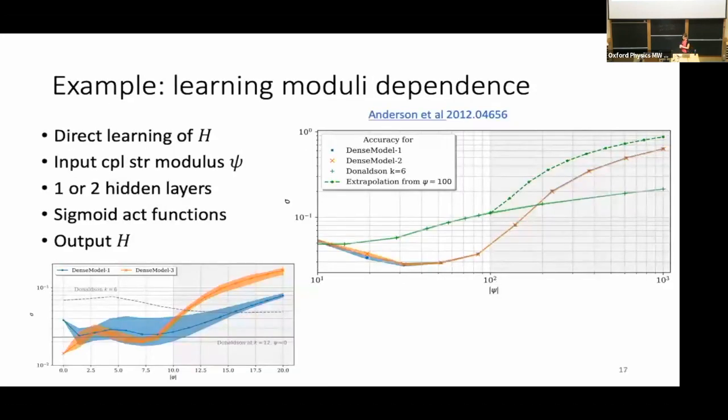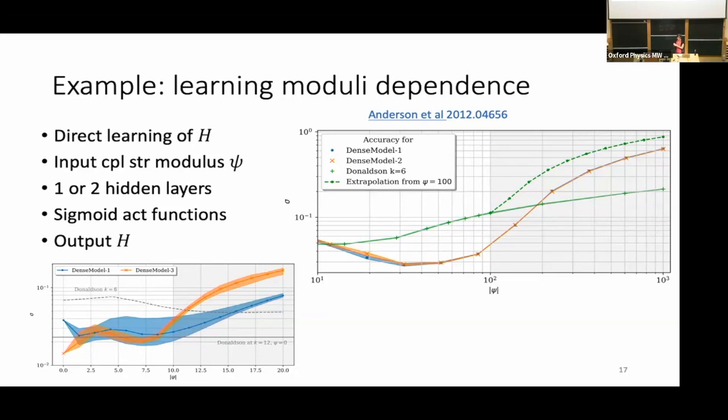So here's one example from the same paper that I talked a lot about yesterday. Here's direct learning of the matrix H, which goes into either Donaldson's algorithm or Headrick's minimization. We have one complex structure modulus, and what is plotted here is the absolute value of that complex structure. So it's a complex parameter.